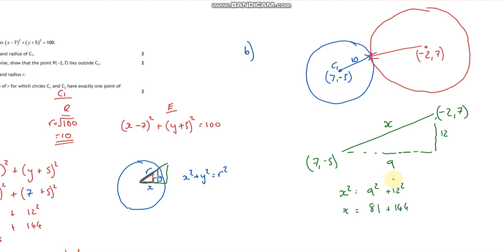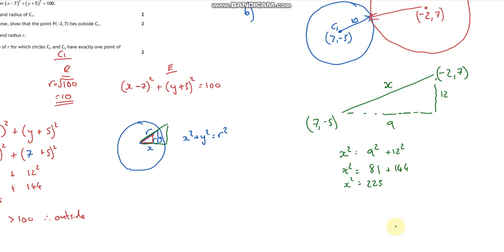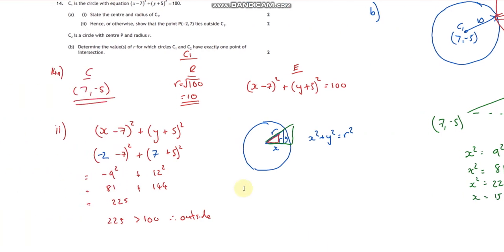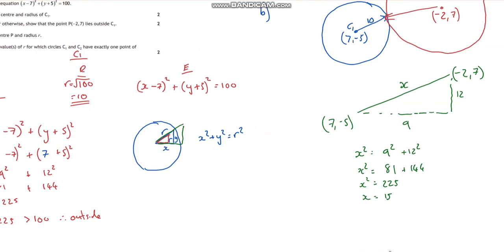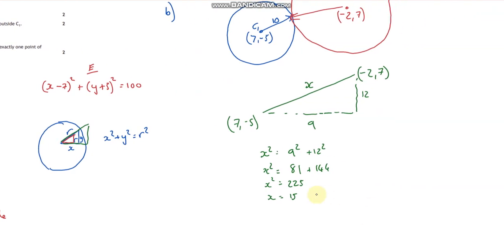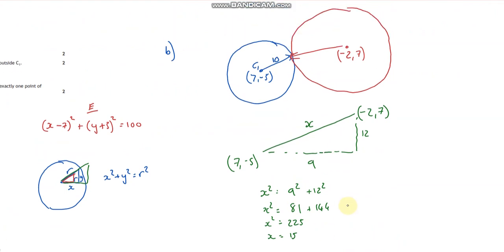So we've kind of worked that out already, really, haven't we? x squared is 225, so x is going to be 15. We've done that over here. Maybe someone smarter than me might have worked that out. But anyway, we've got 15 as our distance. So if that whole distance is 15, I'm not really drawing it very well, it means this radius is going to have to be 5, isn't it?